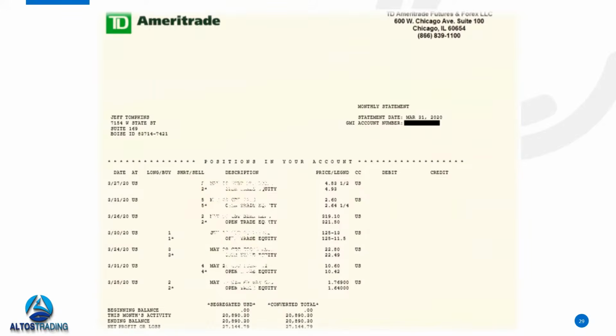Then March rolls around, I get the buy signal from Trade Trend. I'm still being very conservative here, but I start to put on more positions. So I'm still doing small lots, small position sizing, 1, 2, 3 contracts, just putting on more positions, but I was mostly in cash. Okay, by the end of March, I booked over $27,000 in profit.